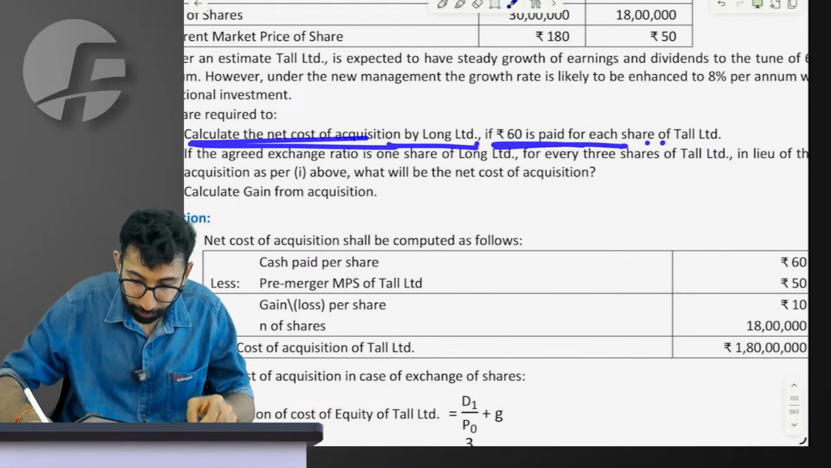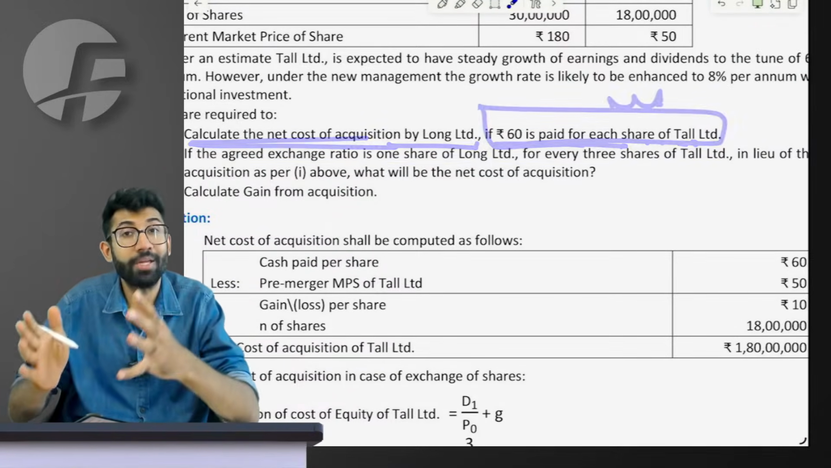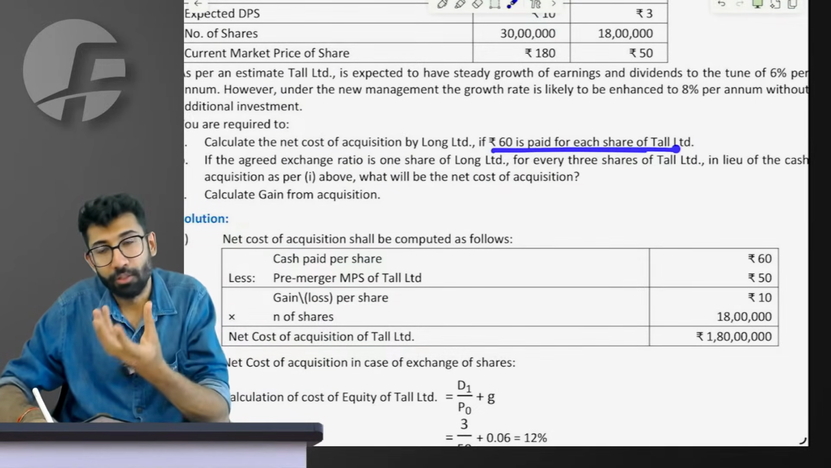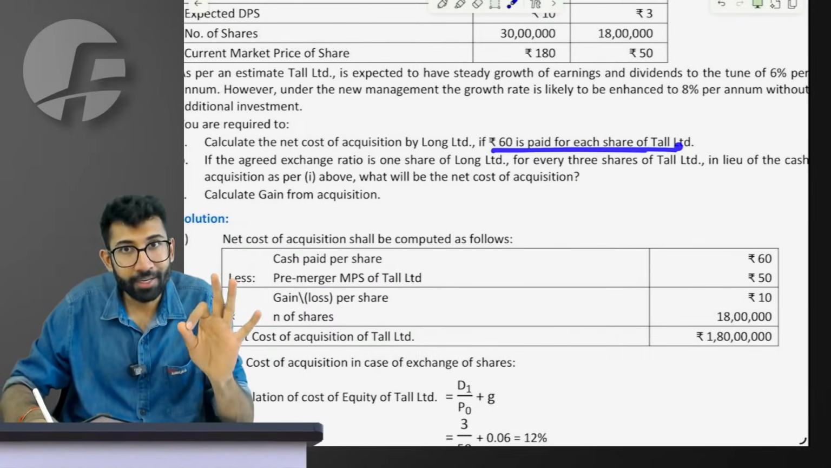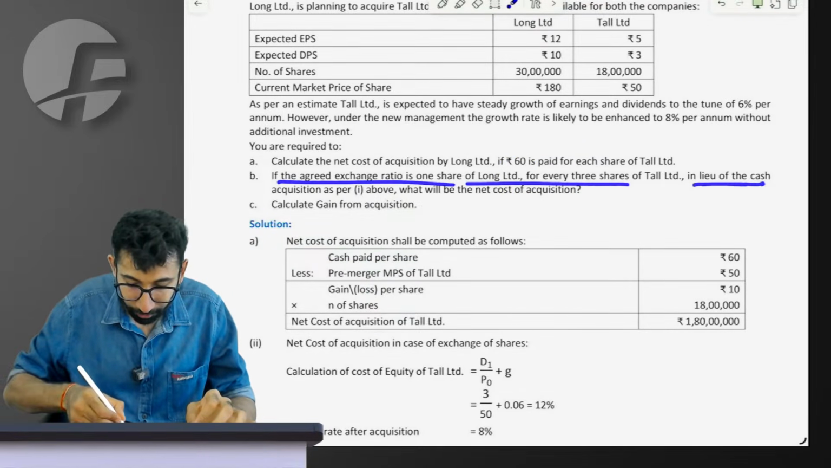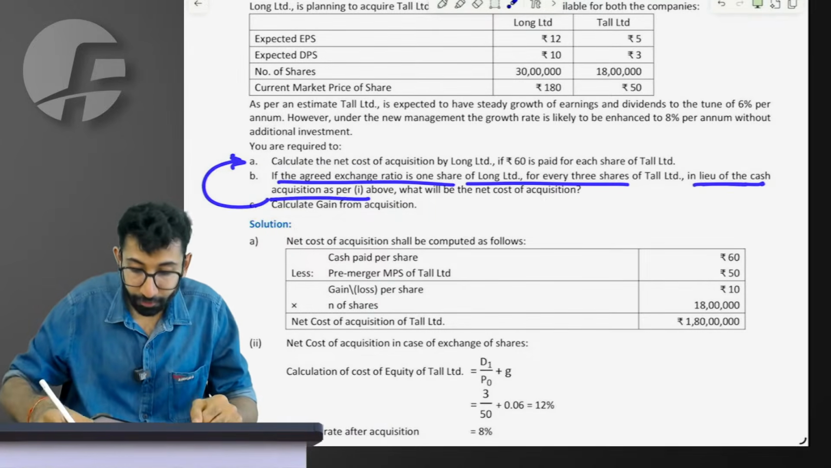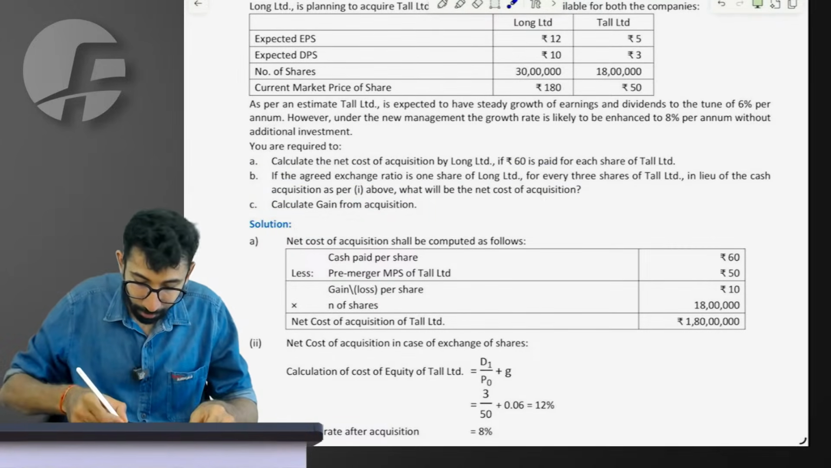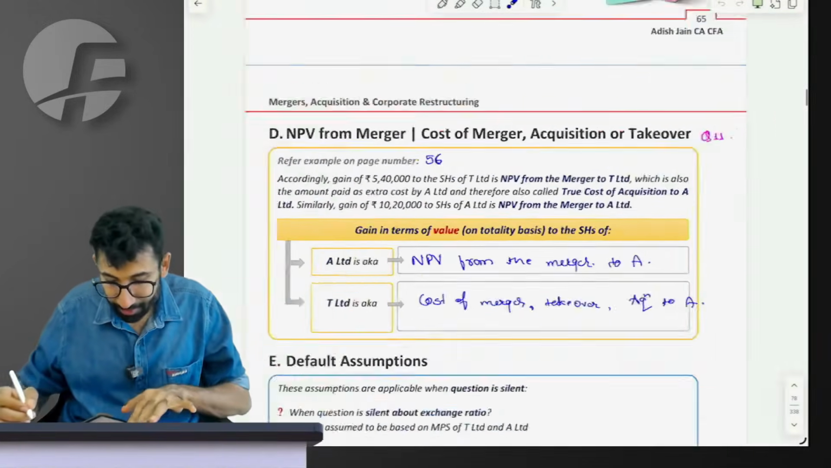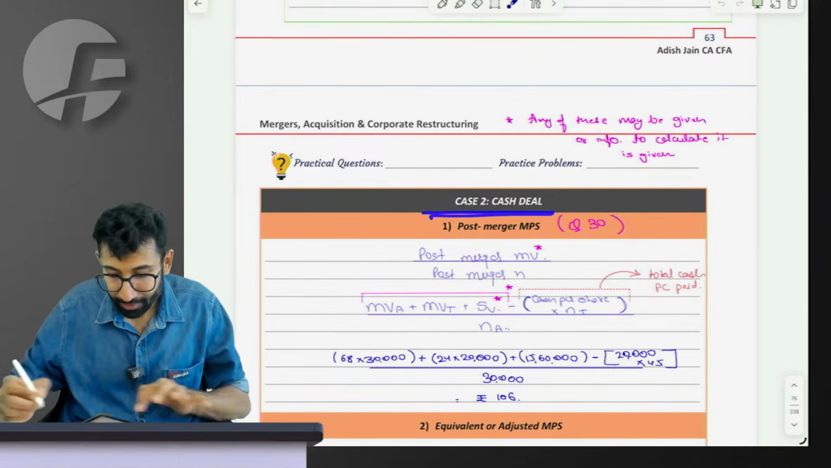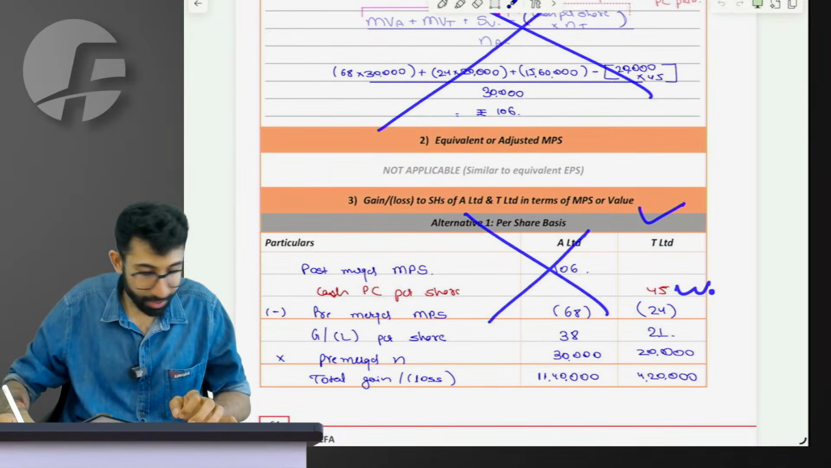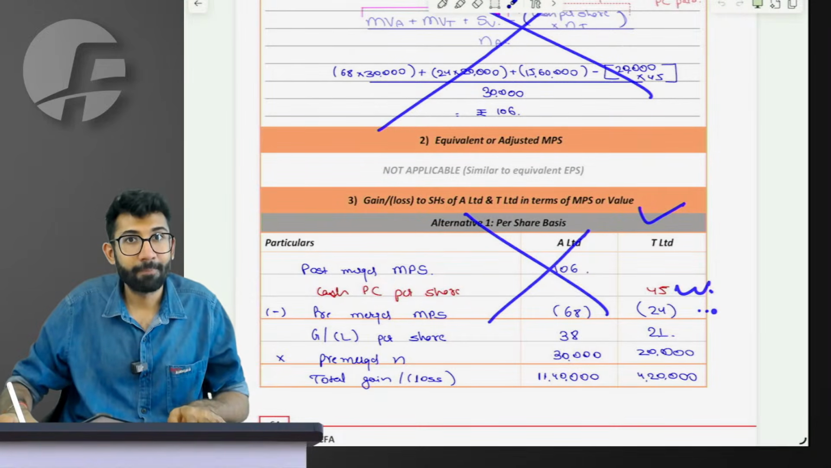If 60 rupees is paid for each share of Toll, it means it is a cash deal. What you are paying this time is 60 rupees. How do you know it is a cash deal? First, when they say 60 rupees gets paid, the natural interpretation is that it is paid in cash. And second, in the second part they make it clear: if the agreed exchange ratio is 1:3 in lieu of the cash deal in the first part above, then in the second part it is a stock deal. But in the first part, it is a cash deal, paying you cash. Do you agree? If it is a cash deal, then the gain loss calculation of the target does not even require post-merger MPS calculation. It is simply the cash paid to you minus the pre-merger MPS. Yes or no?